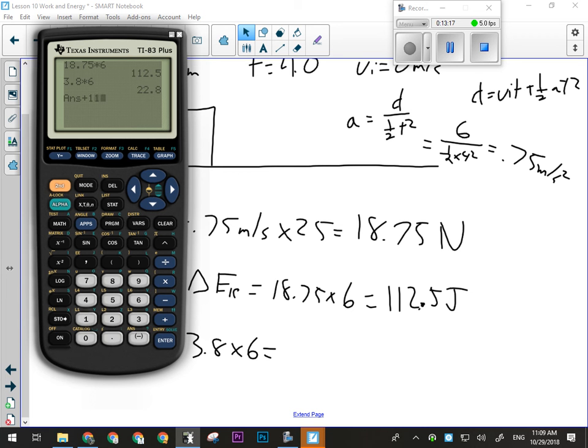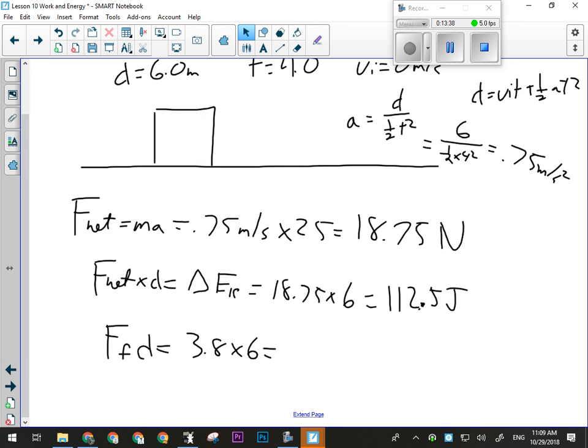If I add those together, I get, it should actually be 136 joules worth of work for the entire thing. Everybody follow me? We can't forget that we also had to overcome friction and then accelerate the object. All right, any other ones on there that were giving us trouble?